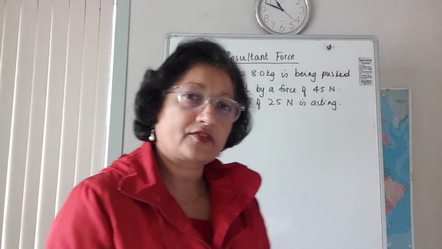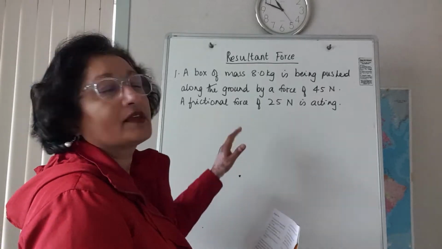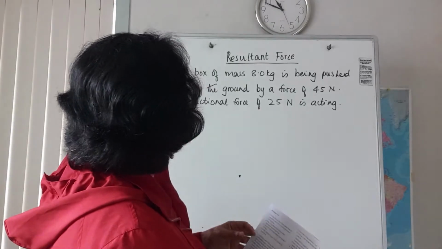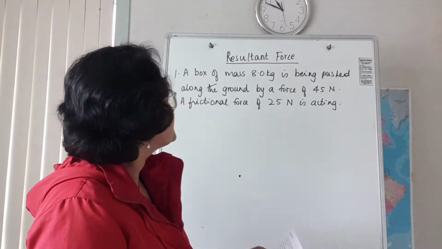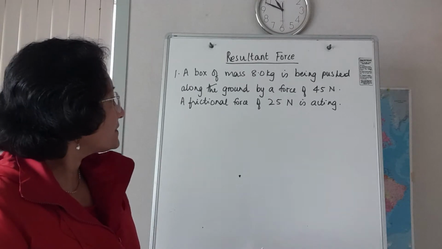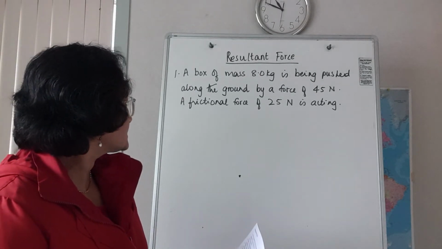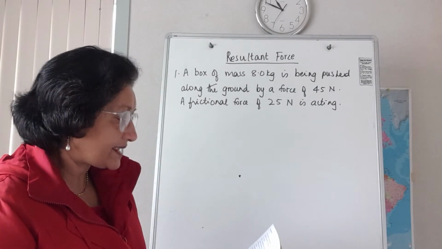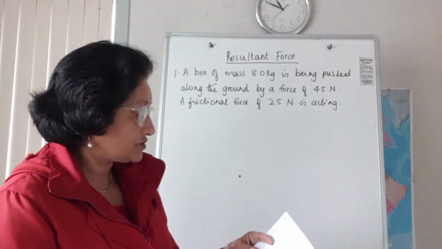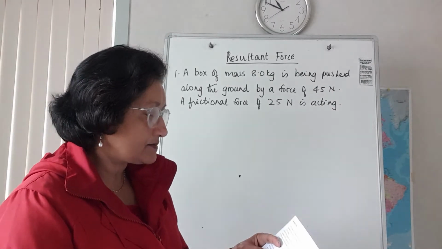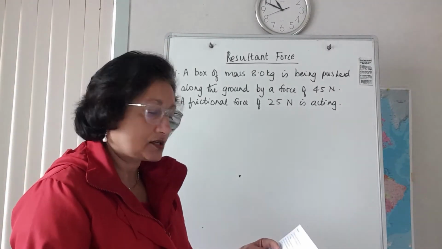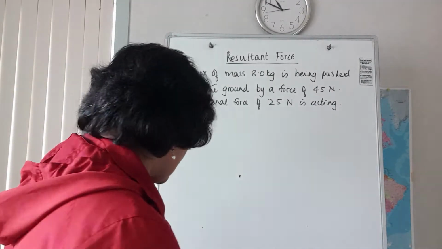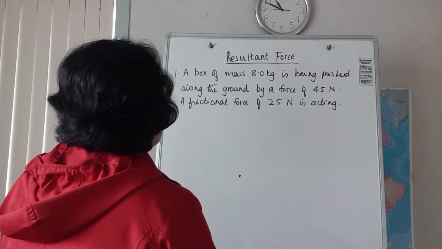So I've just written out the first question here. A box of mass 8 kilograms is being pushed along the ground by a force of 45 newtons. A frictional force of 25 newtons is acting. So the first thing we have to do is draw a force diagram and write a vector equation for the resultant force. So how do we do the force diagram?